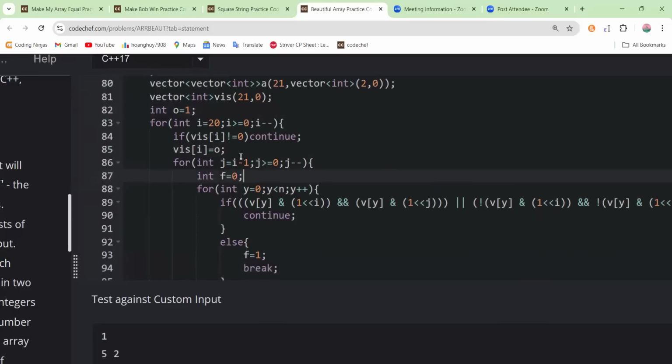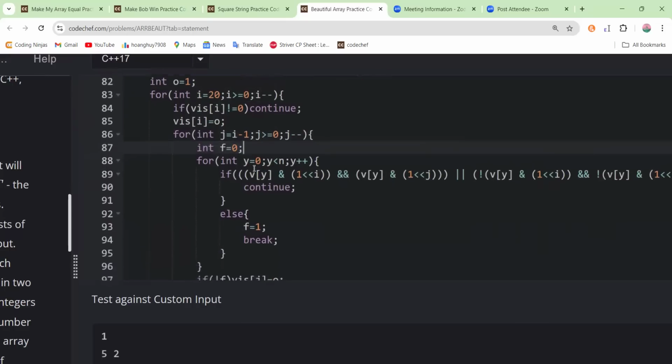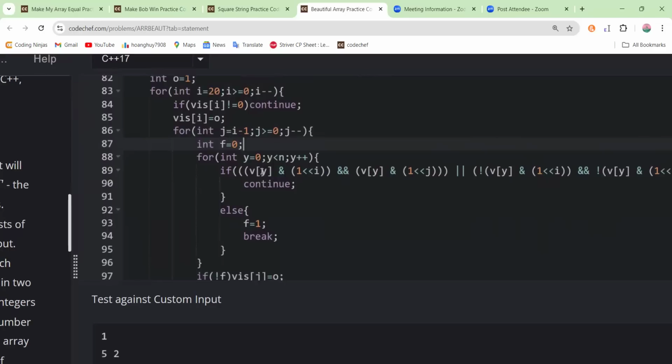And I am going to all the bits towards the right, that is, traversing from i minus 1, j greater than or equal to 0, j minus minus, initializing my value of f as 0, and going to each and every number. I am checking if for every jth bit I get the same configuration as that of the ith bit. I am going to each and every jth bit and checking if that particular bit configuration is equal to the ith bit configuration or not for all the n numbers.